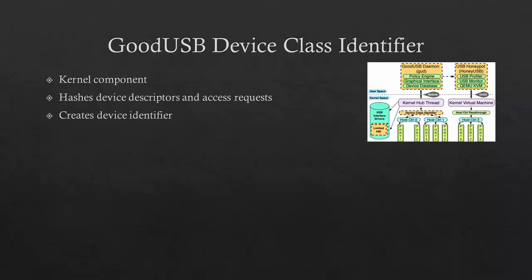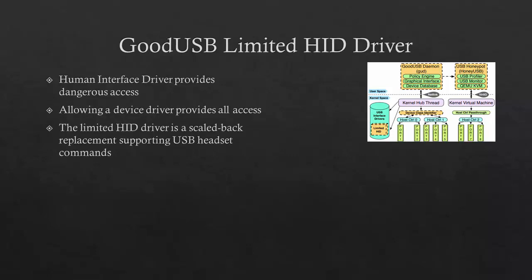This is done by hashing device descriptors and access requests into a SHA-1 digest. When a USB device is inserted, approved device access is committed to the device database. Disapproved requests are effectively ignored by the kernel, while the user daemon invokes the honeypot virtual machine for analysis. The human interface driver provides significant access to system resources and functions. If used maliciously, this driver can be a dangerous security hole.